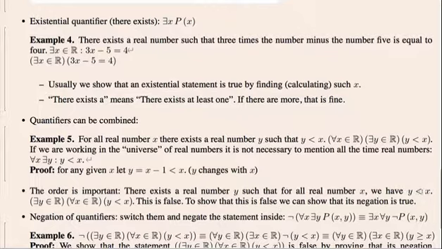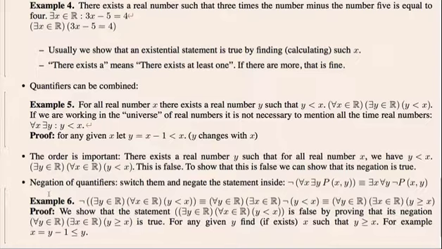So you can think of this that way. But actually, it's also useful to use negation to show that something is false by showing that the negation is true. To negate a quantifier or quantifiers, what we have to do is switch them and then negate the statement inside.